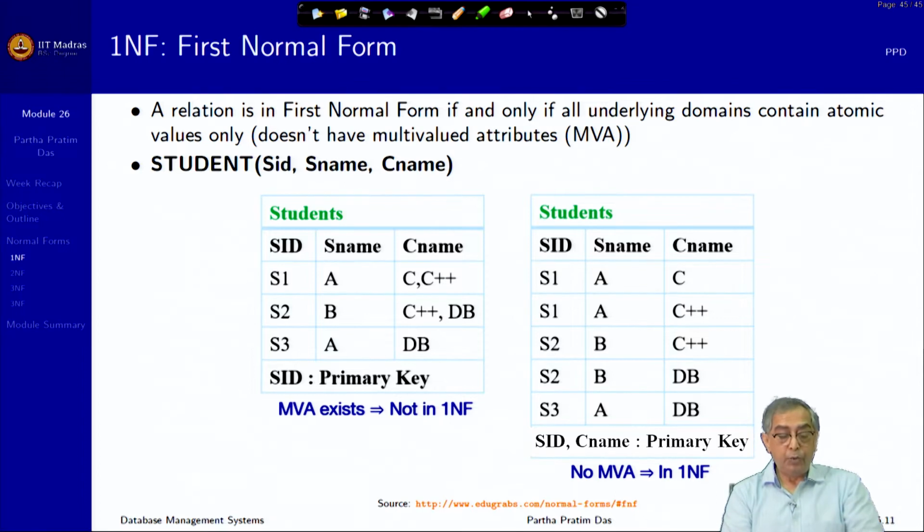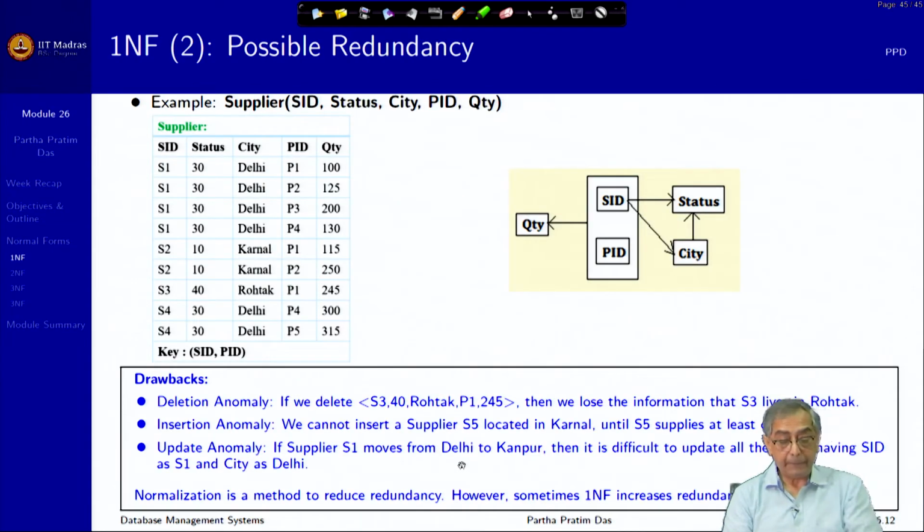relation here, which on the left has multi-valued attributes, the course name, the courses that the students are attending, and on the right you have removed that and made that into a 1NF form, even though we know that this is not very desirable, because your primary key is now changing from SID to SID and SNAME. We have discussed these. Now, let us take a different example.